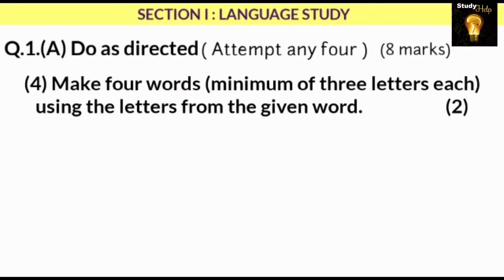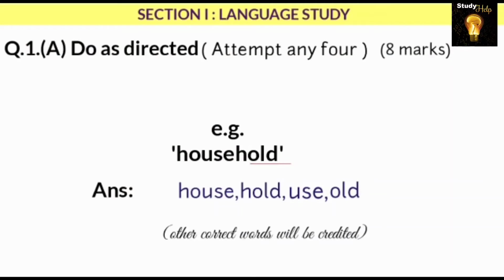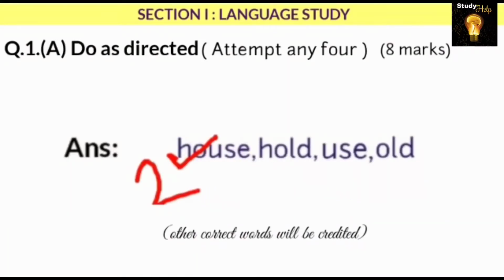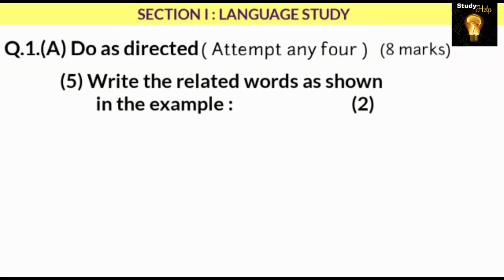Then the next activity, fourth one, make 4 words. Minimum of 3 letters must be there in each word from the given word. The word, for example, here, household. We can find some hidden small words, for example, house, hold, then here old, use, this type of words. Use these letters and you can write other words also. Any other words will be credited and accepted. Out of 2 marks you can get.